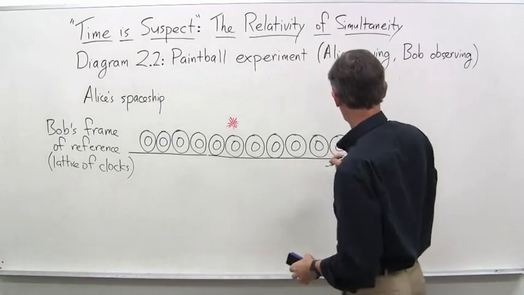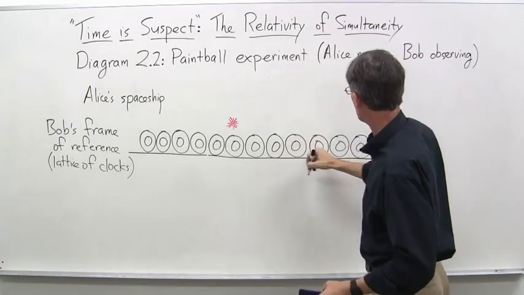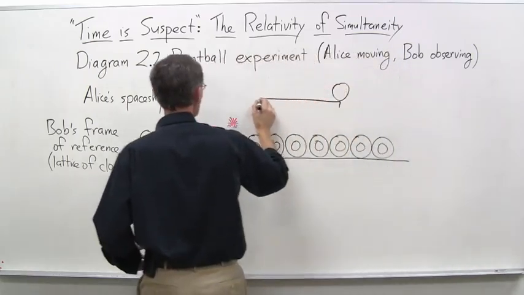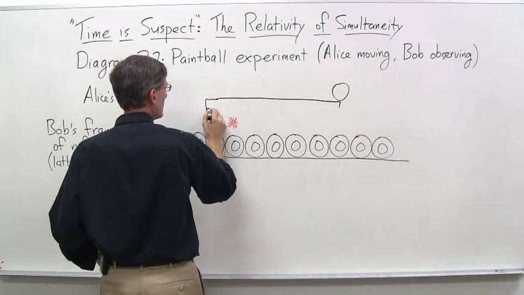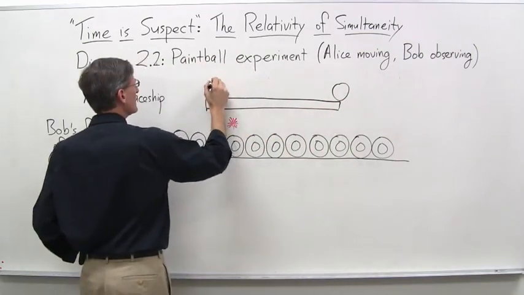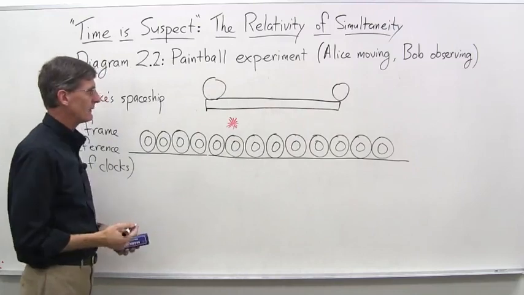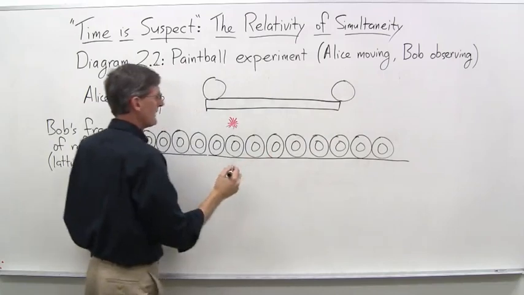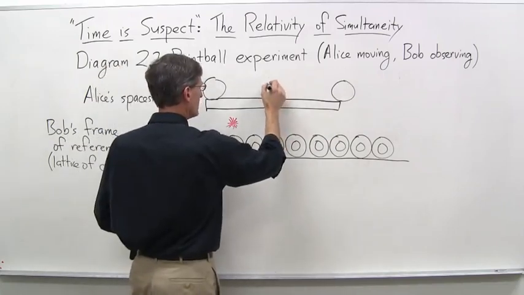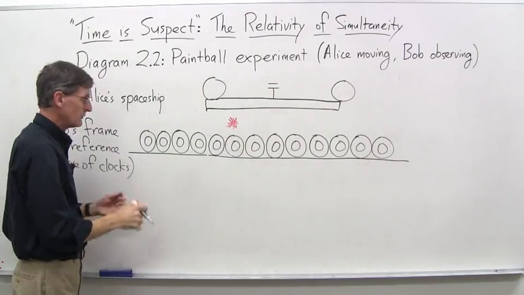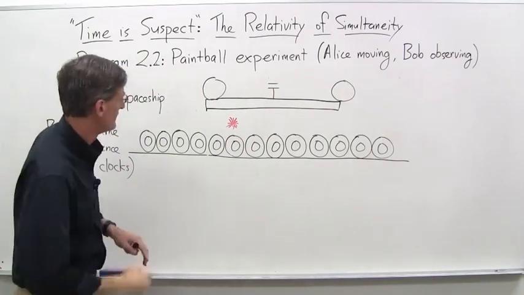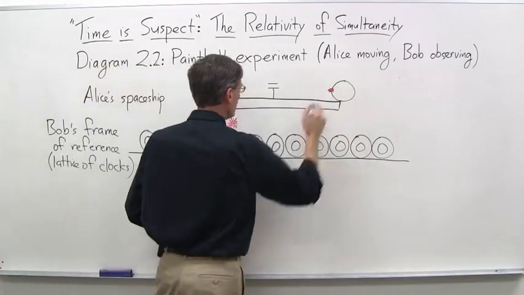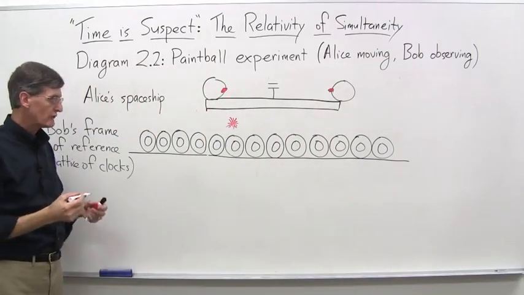Let's see, so where were we here? I think we're now here. We start off 1, 2, 3, 4, so we're right here in terms of Alice's spaceship now. There's one clock and two clocks more or less lined up there. Let's draw this clock a little bit better here. There we go. The gun apparatus in the center there, and we get one paintball splattering on that clock and one paintball splattering on that clock simultaneously.